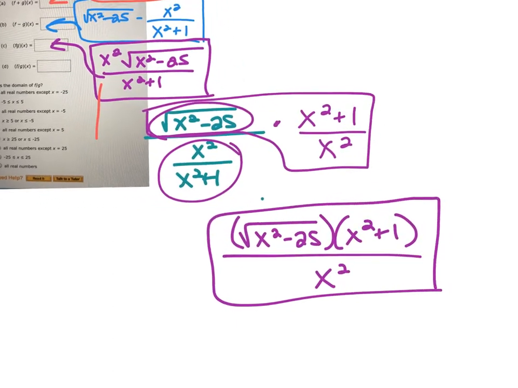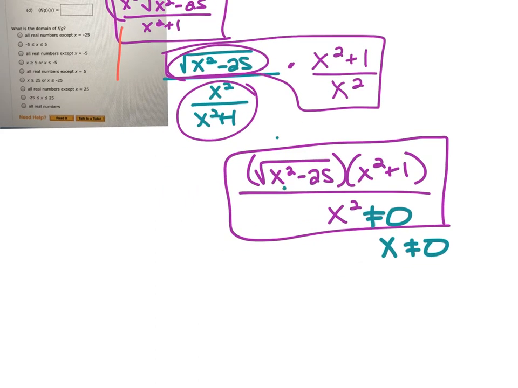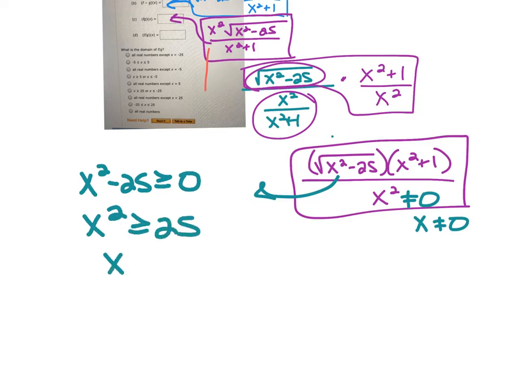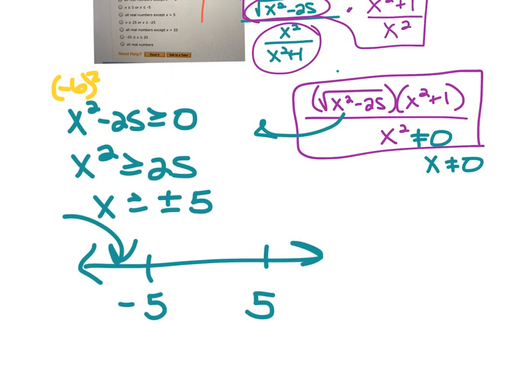And then it said, what's the domain of that one? There's two parts, right? This cannot equal 0, which means x cannot equal 0. And this has to be greater than or equal to 0, which means x squared has to be greater than or equal to 25, which means x has to be greater than or equal to plus and minus 5, and this is where we test points. Negative 5, positive 5, plug in a point from here, like negative 6. Negative 6 squared would be 36. 36 minus 25 is greater than 0.